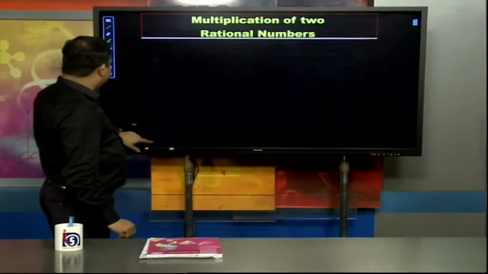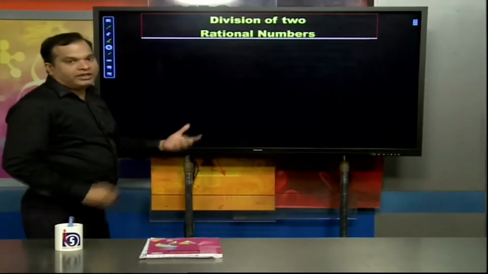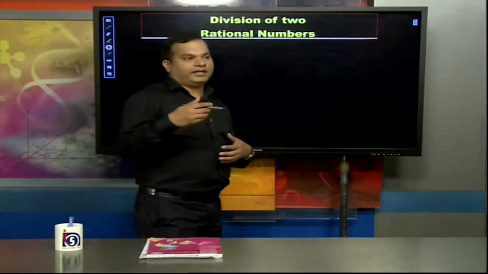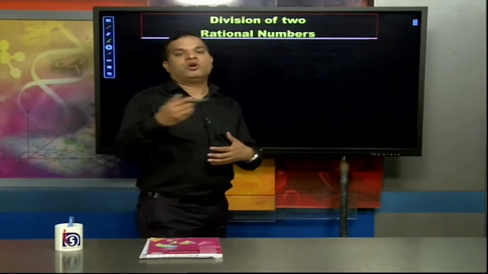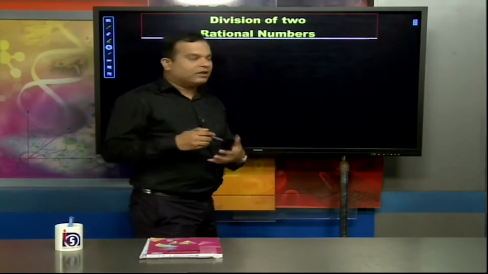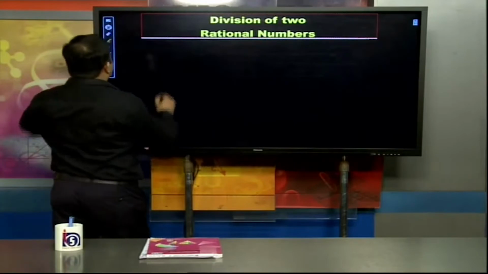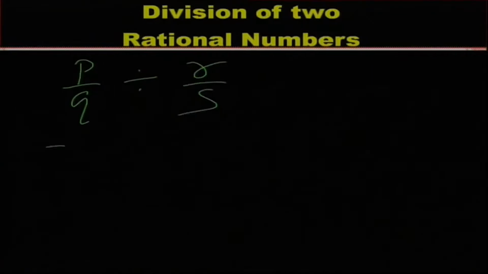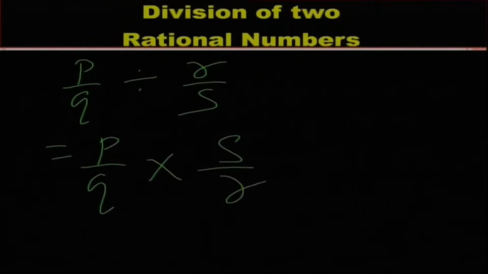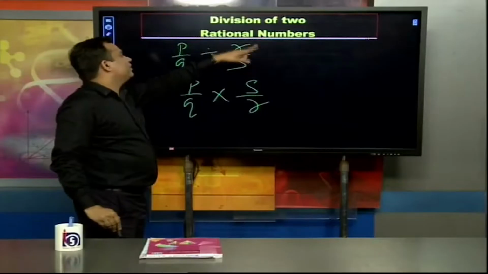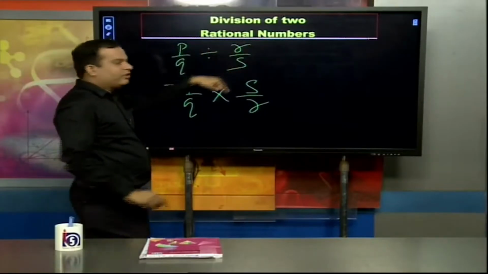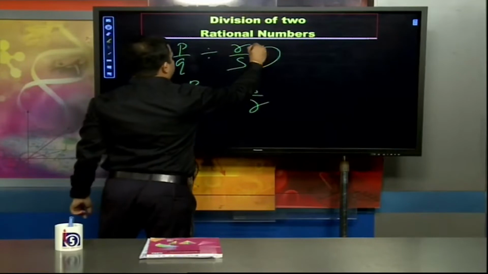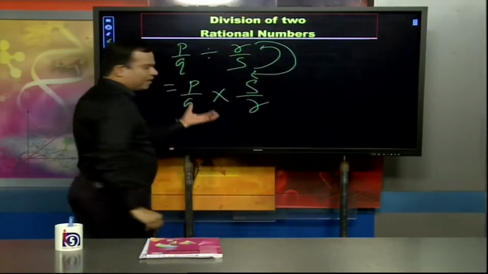Now another concept is important, that is division. Division, you know, is the reciprocal of multiplication. For example, suppose I would like to do P by Q divided by R by S. So I can write P by Q multiply with S by R. Just as in the second case, the denominator becomes numerator, numerator becomes denominator. That will happen, and then you will multiply with each other.